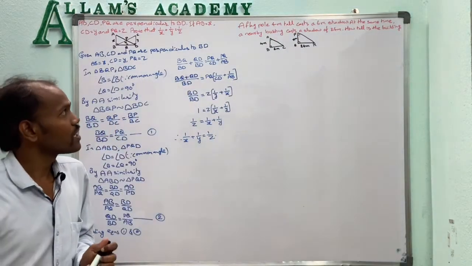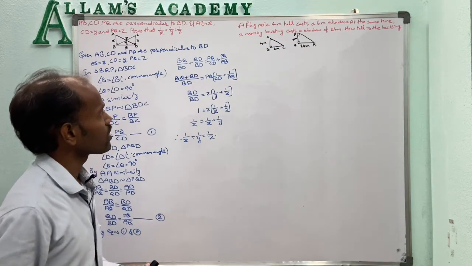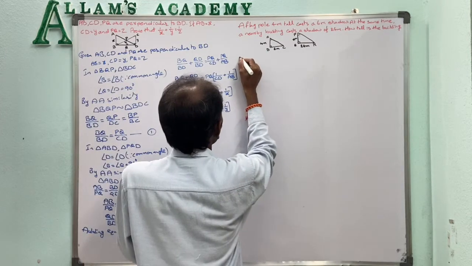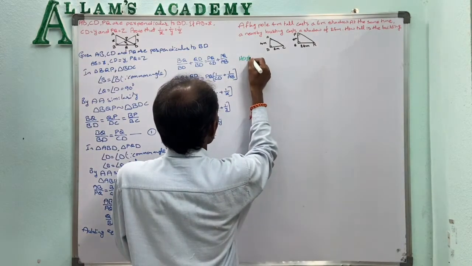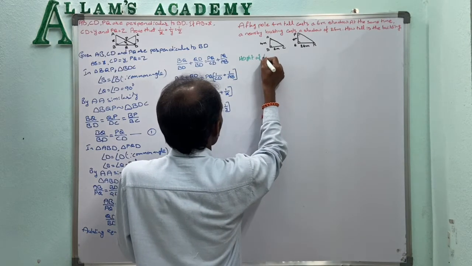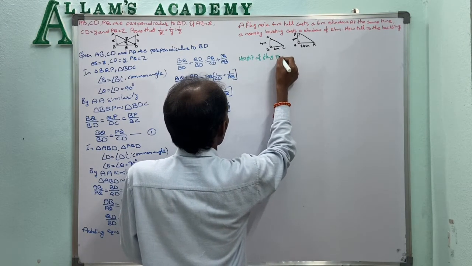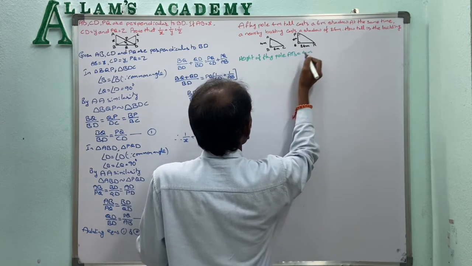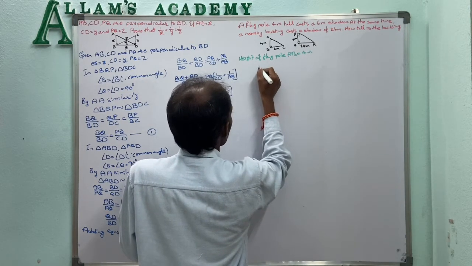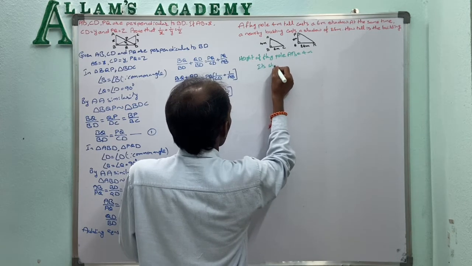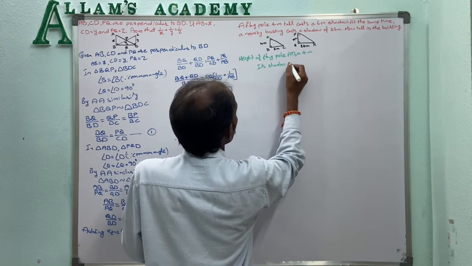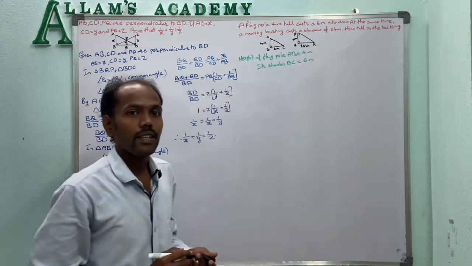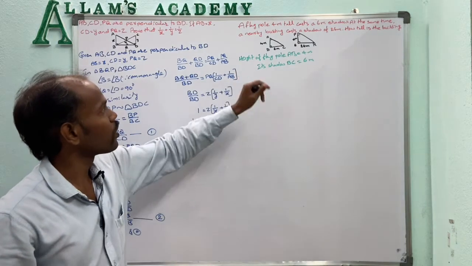Now if we solve for this purpose, first write the given information. So height of flagpole AB equal to 4 meters. Its shadow BC equal to 6 meters. That is about the flagpole given.